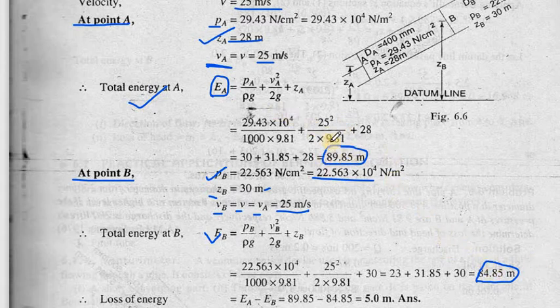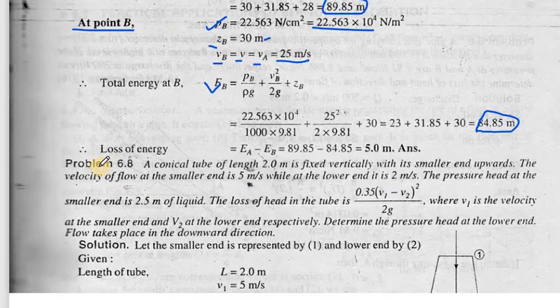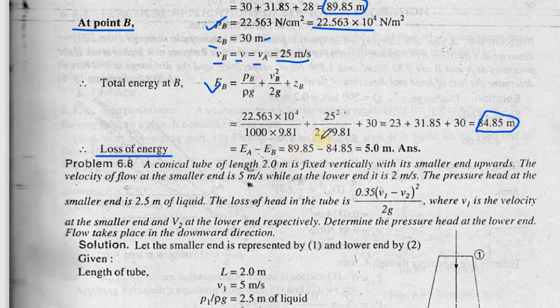If the energies come out to be the same, that means your Bernoulli's equation is satisfied, and your fluid is an ideal fluid. But in this case, the energy at point A and the energy at point B are not matching with each other. So there will be a loss of energy from A to B. When the water passes from point A to point B, there is a loss of energy. We can easily calculate the loss of energy by subtracting the energy at B from the energy at A. So EA minus EB will give you the loss of energy. The loss of energy comes out to be 89.85 minus 84.85, which gives you 5 meter. So this much amount of energy has been lost while the water is traveling from point A to point B.